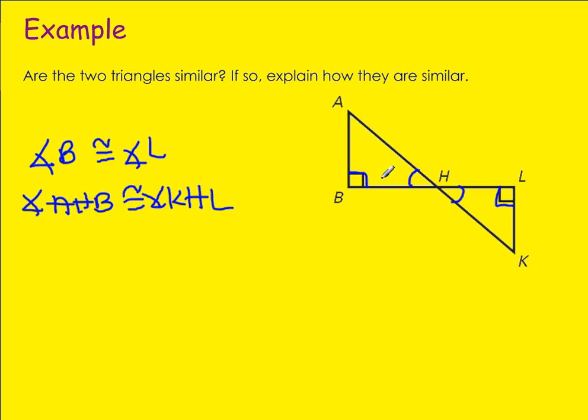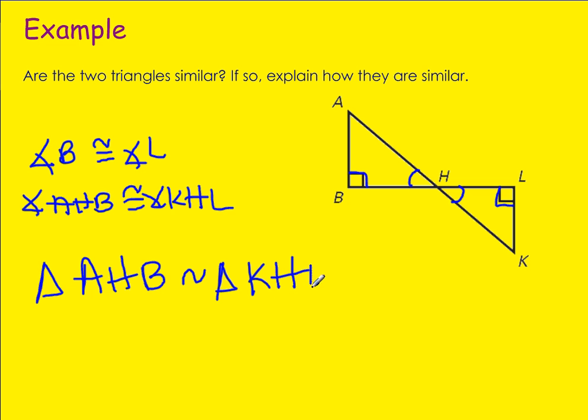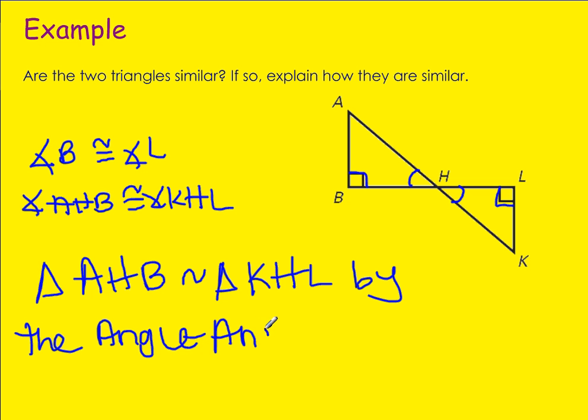So, since we have 2 pairs of corresponding angles congruent, we can say that the triangles are similar. So we'll say triangle AHB is similar to triangle KHL by the angle-angle similarity postulate.